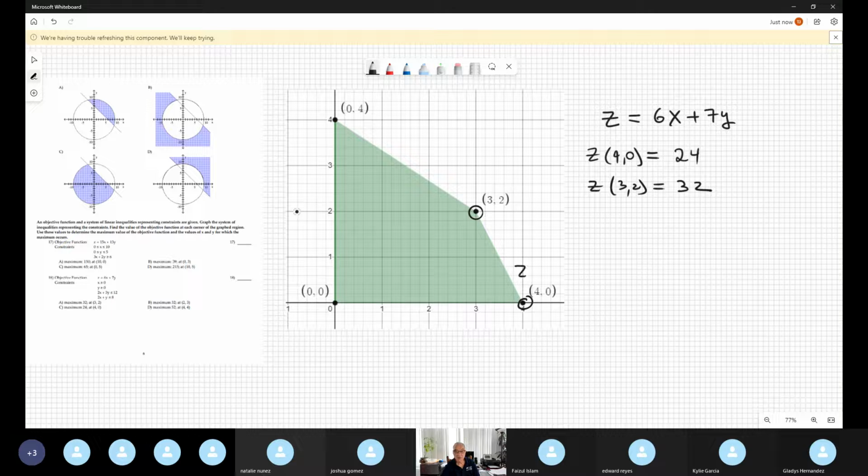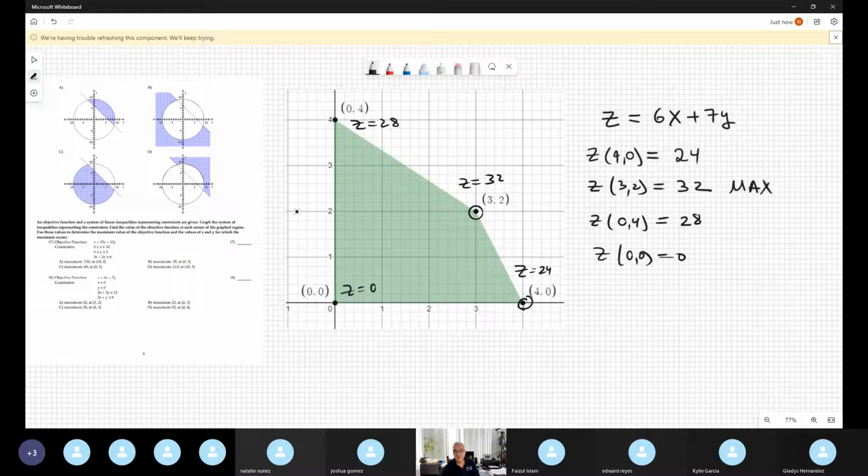Okay, now the C value at that point was 24. The C value at this point was 32. The C value for the next point, 0,4, is 28, obviously, right? Because 0 times 6 is 0, plus 7 times 4 is 28. And obviously here it is 0, because both are 0. And that's the maximum of this. The maximum occurs at x equals 3 and y equals 2. End of story.